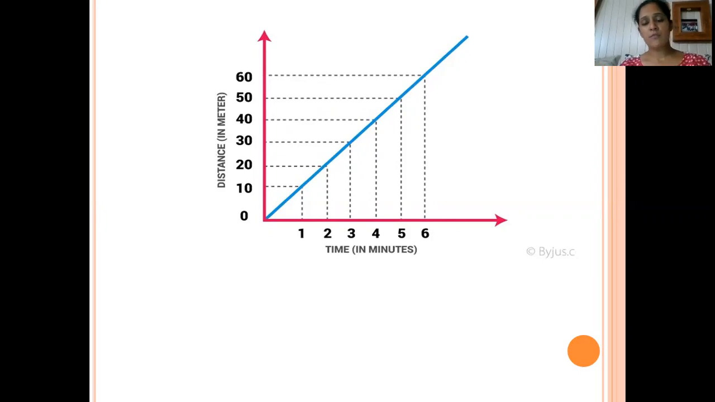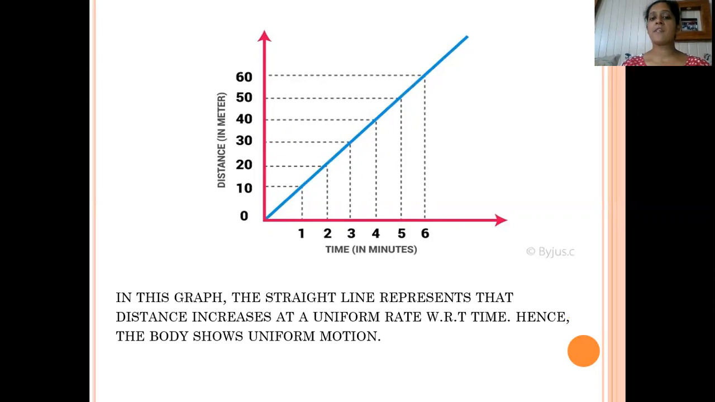So we can make out from the graph that the body is covering equal distances in equal intervals of time. So this straight line distance time graph represents uniform motion. A body covering equal distances in equal intervals of time represents uniform motion. So in this graph, the straight line represents that distance increases at a uniform rate with respect to time. Hence, the body shows uniform motion. Now, let me take up the third graph.